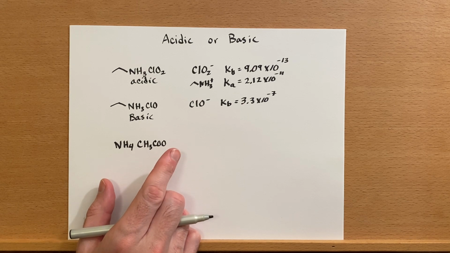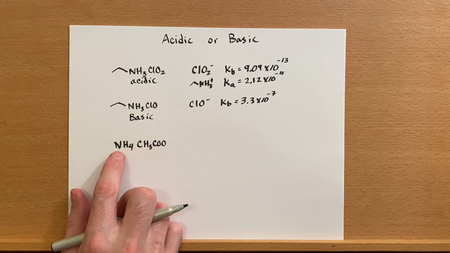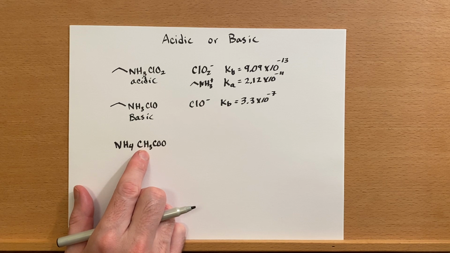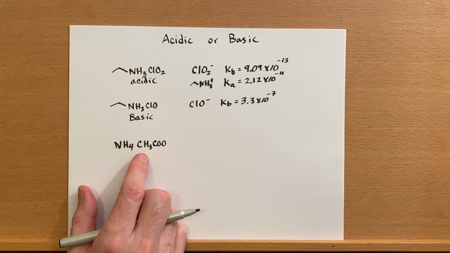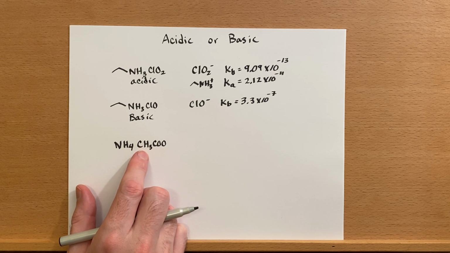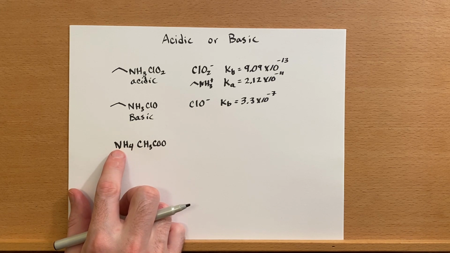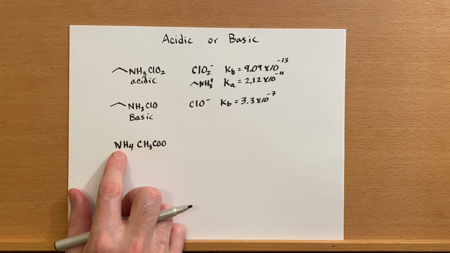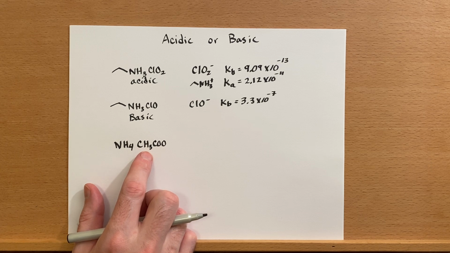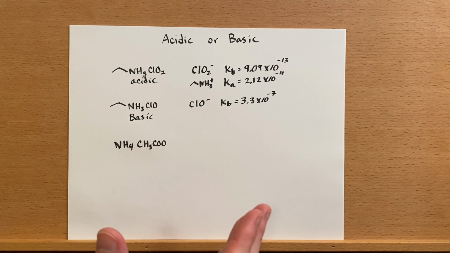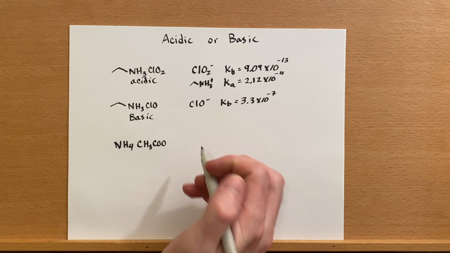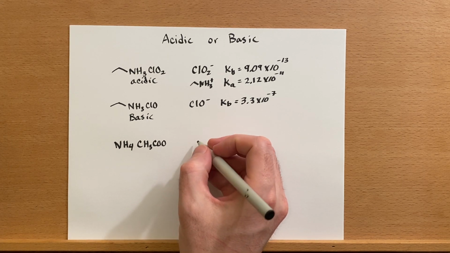Now, it just so happens that the Ka for acetic acid is 1.76 times 10 to the minus 5. That's the Ka for acetic acid. And it turns out that the Kb for ammonia is 1.76 times 10 to the minus 5. The Kb for ammonia and the Ka for acetic acid are exactly the same value, at least to how many significant figures I have.